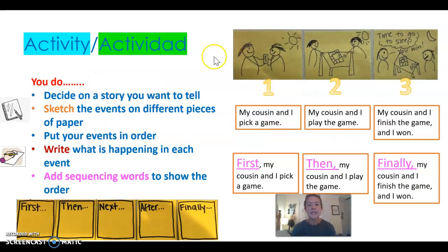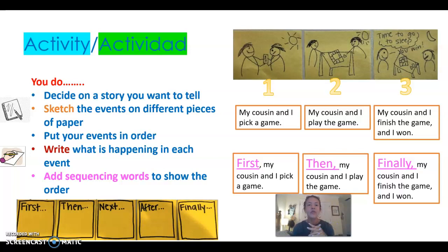So today, you guys are going to do a couple of things. First, you are going to pick a story that you want to tell me. It can be anything. Just a story that you want me to know. Then you're going to get a couple of different pieces of paper and you're going to draw or sketch the events on separate pieces of paper. So one event for one paper, one event for the next paper, all of the events of your story. Then you're going to take those pieces of paper and move them around in order, beginning to end, so that your reader can follow what's happening in the story.